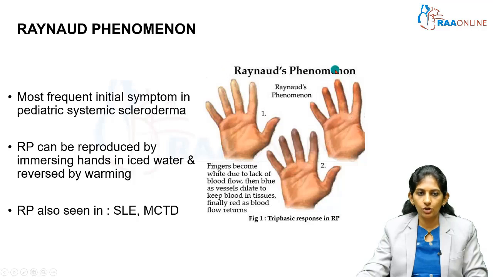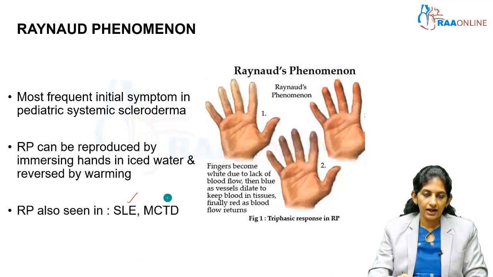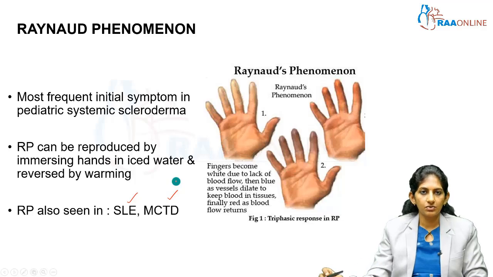This is Raynaud's phenomenon. So Raynaud's phenomenon can be reproduced in our clinic by immersing the hand of the affected patient in iced water and then warming. So the Raynaud phenomenon is seen in systemic scleroderma. It's also seen in SLE and mixed connective tissue disorder.